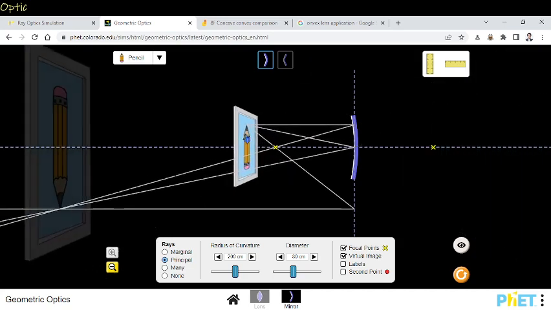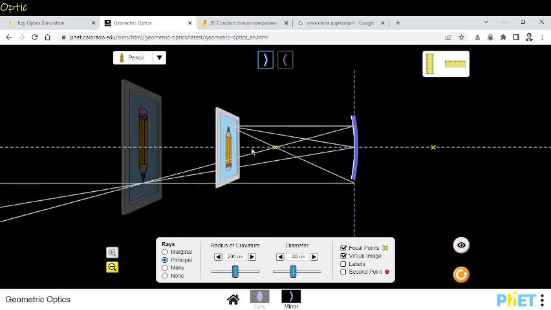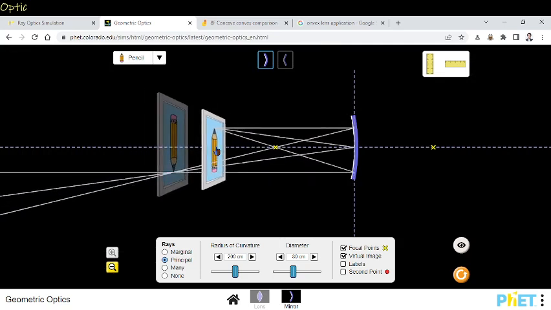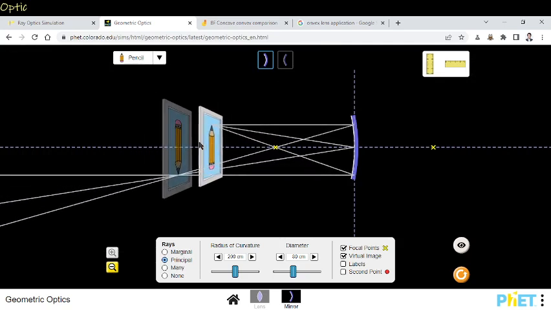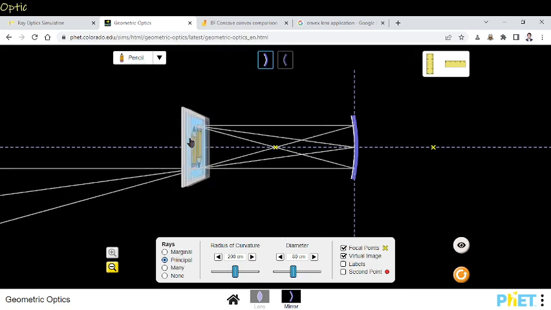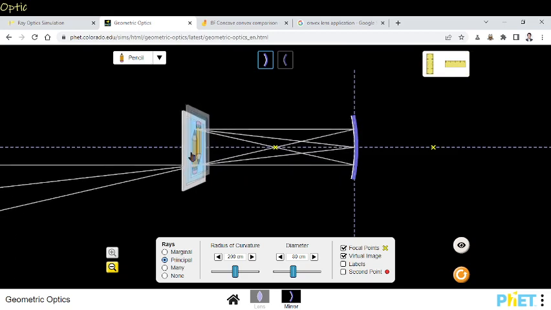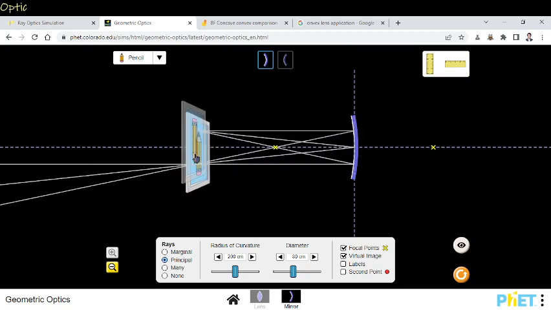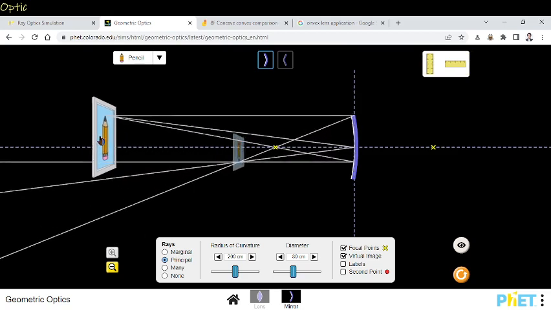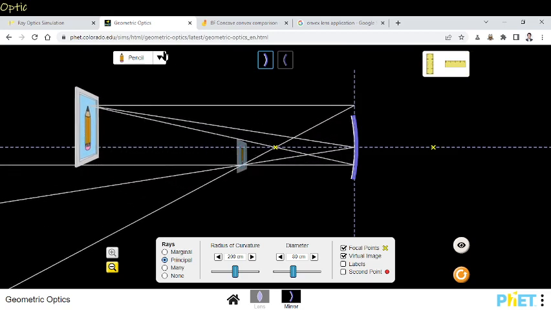If I put it further and further, we can see now the image becomes upside down, inverted, and it is real because it's created in front of the mirror. This is the position of 2f. We see the focal length is 100, and this is at 200. At this position the object and the image are at the same place. If we take the object further, we can see the image becomes smaller.